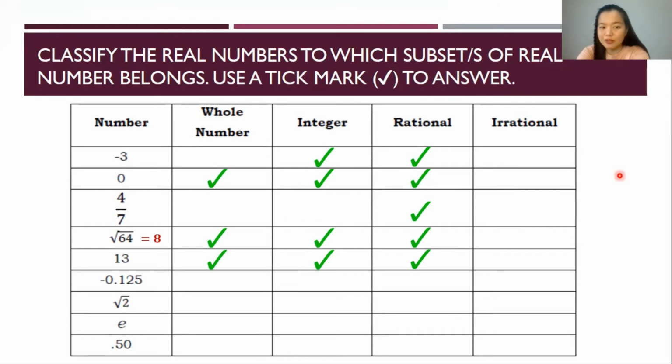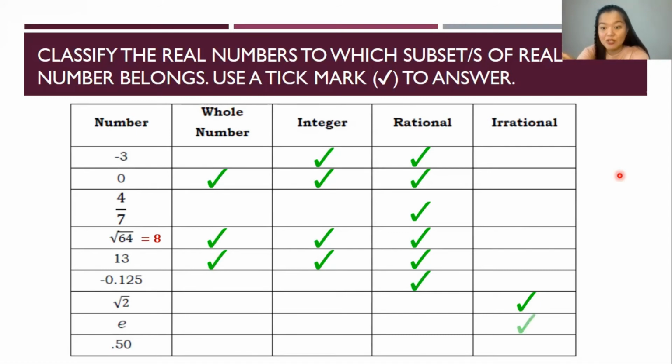We have negative 0.125. Negative 0.125 decimal yan. So, yung decimal ay nasa rational numbers. At wala silang connection sa irrational, kaya yan lang siya. Okay, ito na. Square root of 2. Example yan kanina. So, it is an irrational number. Walang exact value ang square root of 2. Kung meron man, it is a decimal that is not repeating at hindi humihinto, kaya irrational number yan.